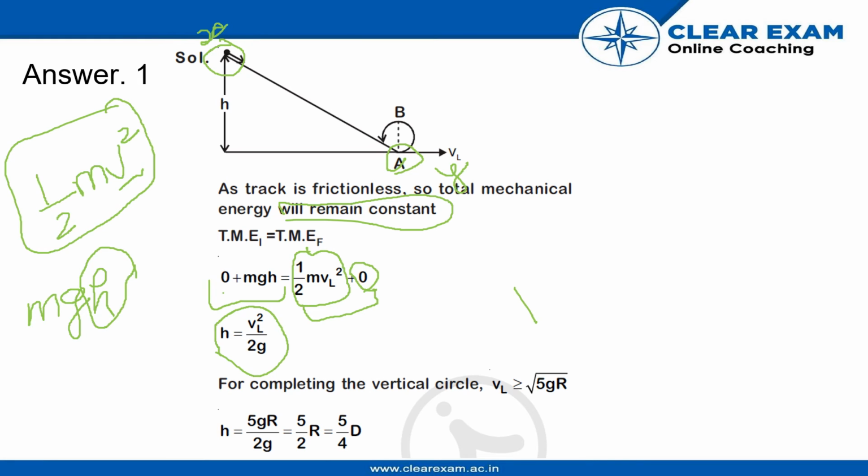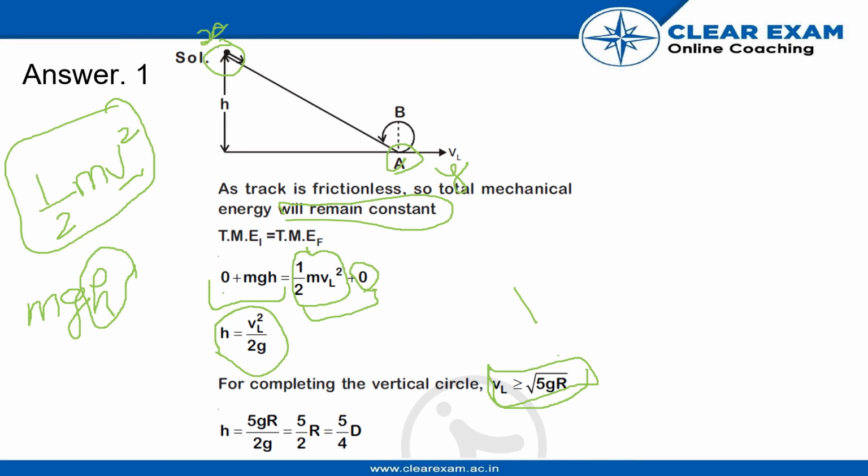For that, if you remember, we have already studied that the velocity required by an object to complete a vertical circle should be greater than or equal to under root of 5gR. We have studied this formula. Here capital R is the radius of that vertical circle. Since the question says the object is completing a vertical circle, its linear velocity is at least under root 5gR.